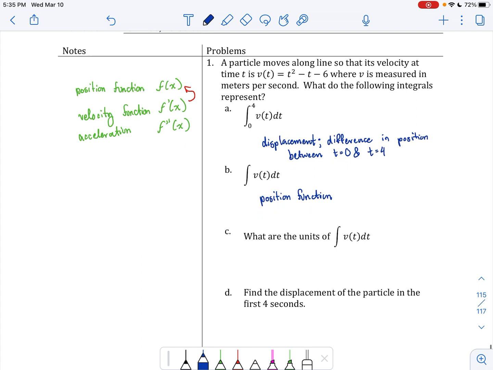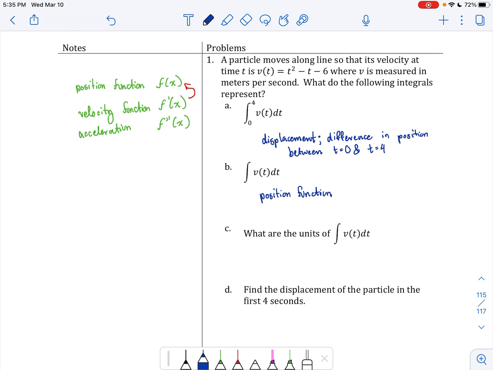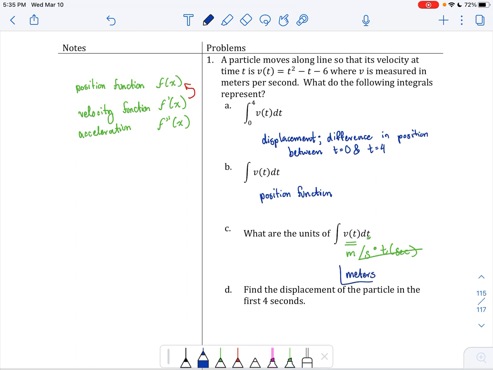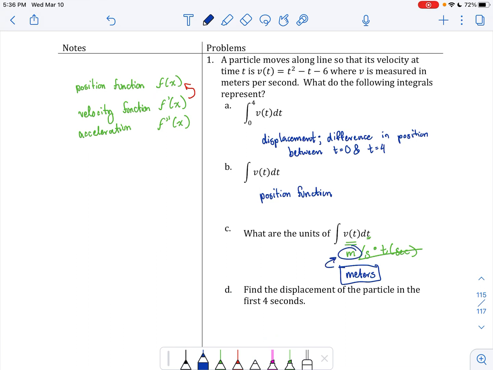So for C, what are the units of the integral of v of t? Well, since we know that velocity is measured in meters per second, so velocity here, the unit is meters per second. And you can even think about t as time, so when I multiply by my time unit, which is seconds, again, cancels out, the position that we're left with is just meters. So that's always going to be the same as whatever the distance portion is there.